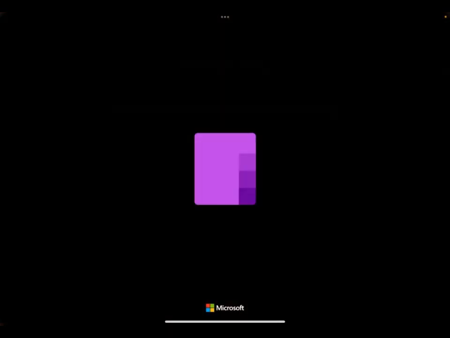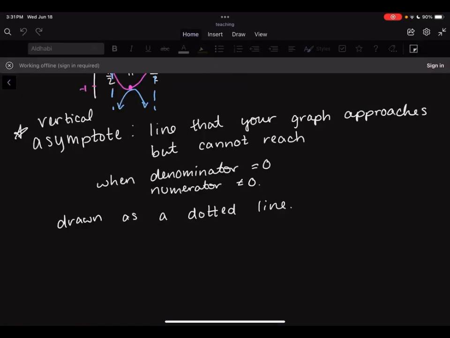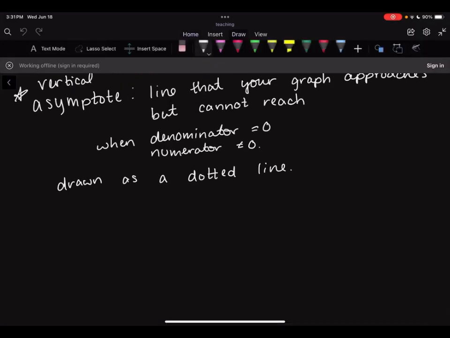This next one is going to be 2.4. This is graphs of tangent and cotangent. So let me write out our title.